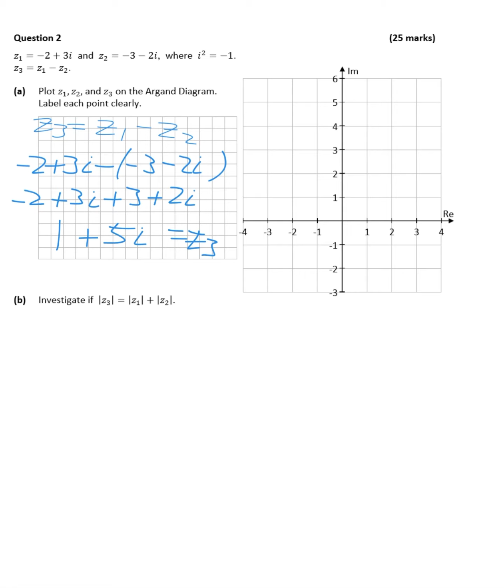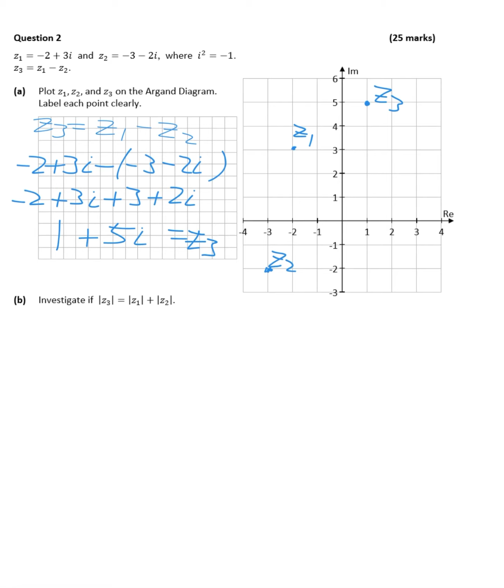So Z1 is minus 2 plus 3i. So going across to minus 2 on the real, up then to 3 on the imaginary. So here we are, and that is Z1. Z2 then, minus 3 minus 2i. So over to minus 3 on the real, down to minus 2 in the imaginary. So down here for Z2, and then for Z3, we just found that, and that is 1 plus 5i. So over to 1 on the real, then up to 5 on the imaginary. So there is our Z3.